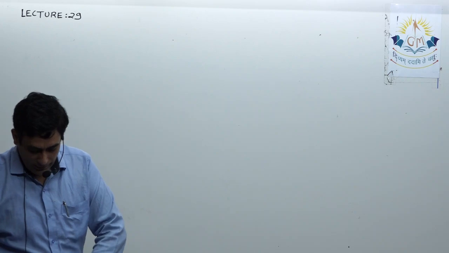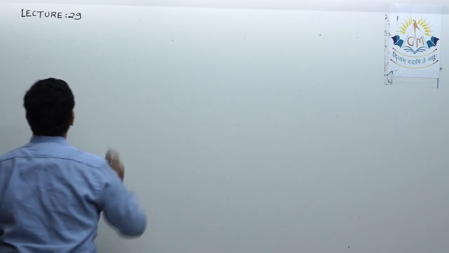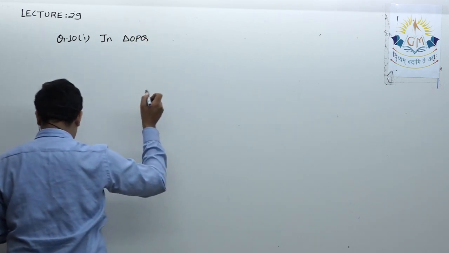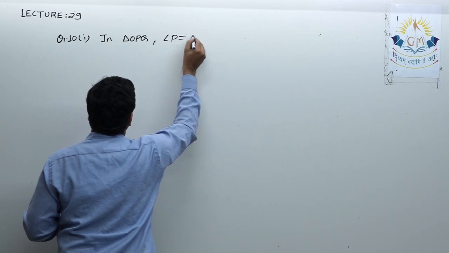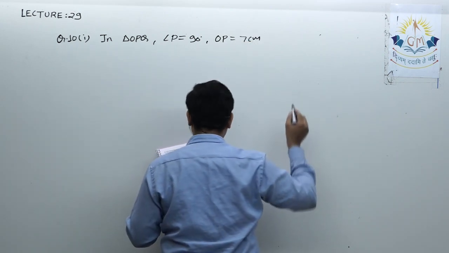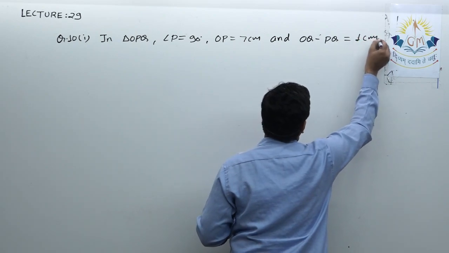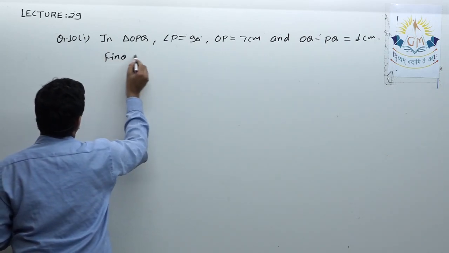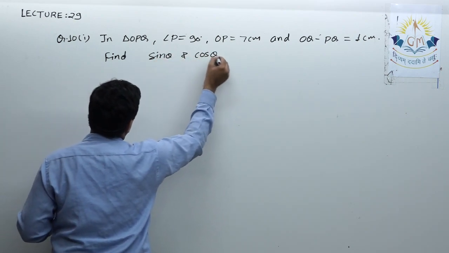Okay, question number 10 says, in triangle OPQ, right angled at P, angle P is equal to 90 degrees, OP equal to 7 centimeter, and OQ minus PQ is equal to 1 centimeter. Determine the value of sin Q and cos Q.